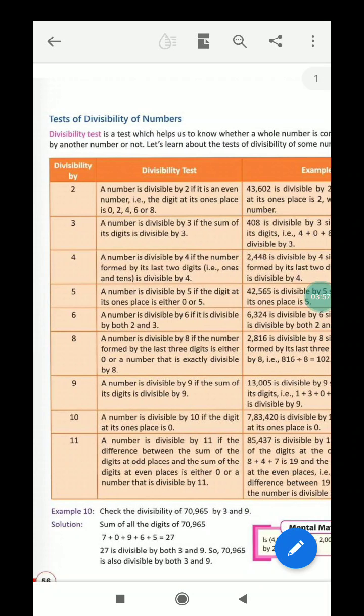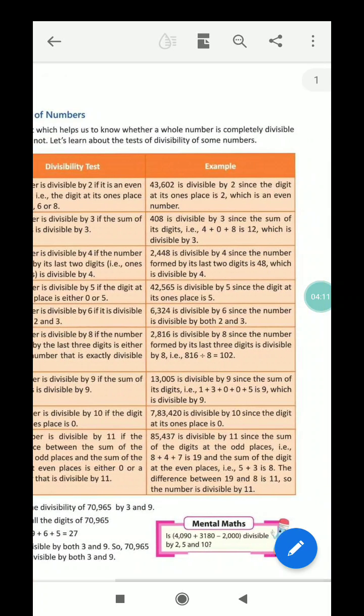Now take an example for 8. A number is divisible by 8 if the number formed by the last three digits is either 0 or a number that is exactly divisible by 8. To make you understand, one example is given. 2816 is divisible by 8 since the number formed by its last three digits is divisible by 8, that is 816. 816 divided by 8 equals 102, that means it is divisible by 8.